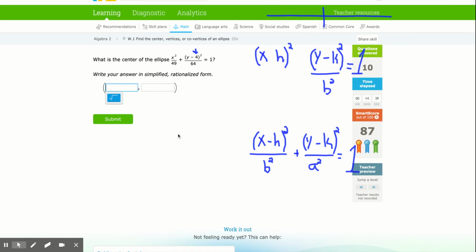I'm going to quit putting that in. Just remember that's always over a squared. I don't know why that keeps disappearing. It's really irritating that it keeps disappearing.